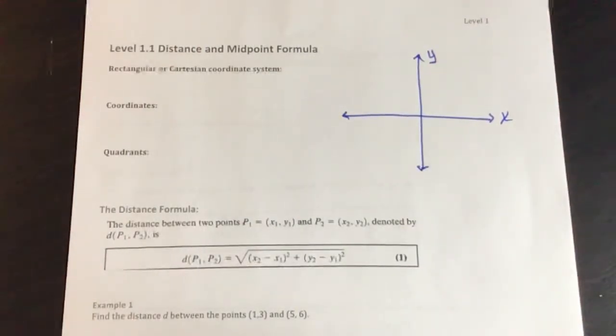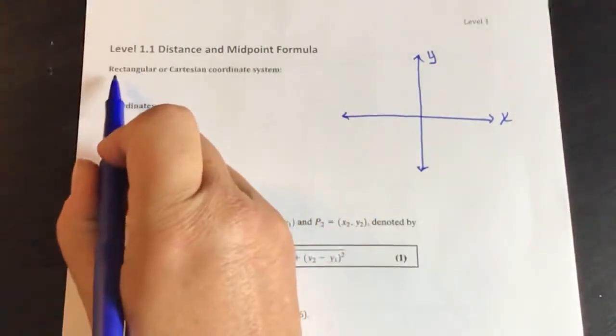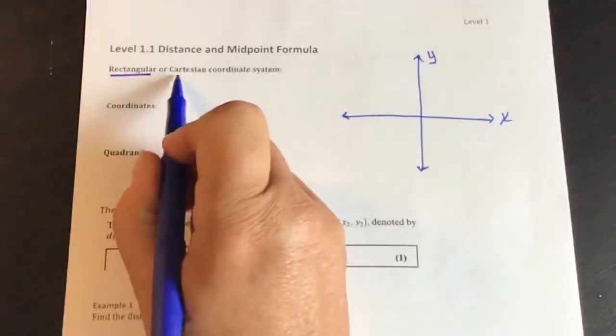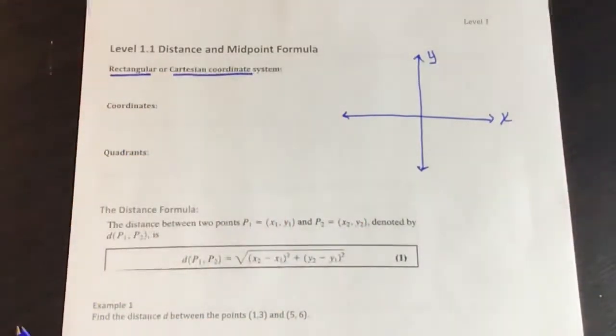All right, so today for our first lesson, we're going to start with a little basic review of a little bit of geometry and a little bit of algebra. But we're going to look at the distance and midpoint formulas of points. So first of all, we've got some vocabulary, which talks about first the rectangular or Cartesian coordinate system.